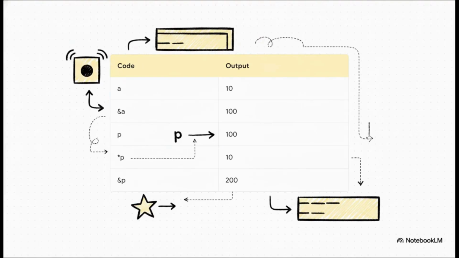Let's decode how very similar syntax can output completely different results. Looking at this breakdown, in the first row, simply calling a outputs 10. Nothing new there, right? The second row, calling &a, uses our GPS locator to fetch the address, outputting 100. The third row simply calls p, and since p is our pointer that's holding that exact address, it also outputs 100. It's just absolutely vital to see the distinction in what you're actually asking the compiler to retrieve here.